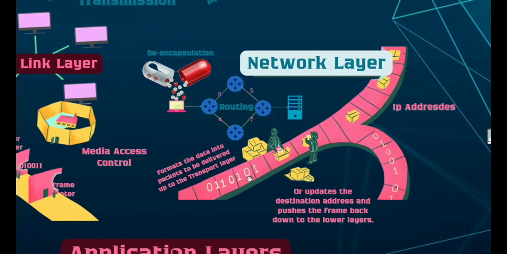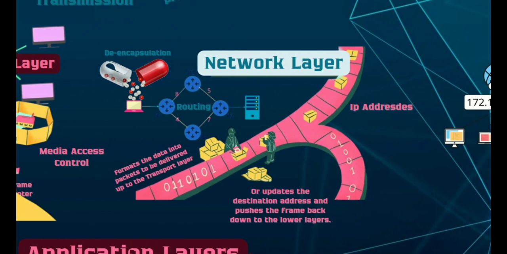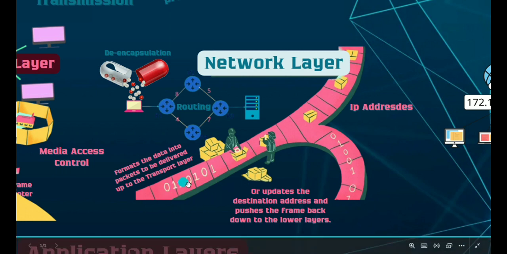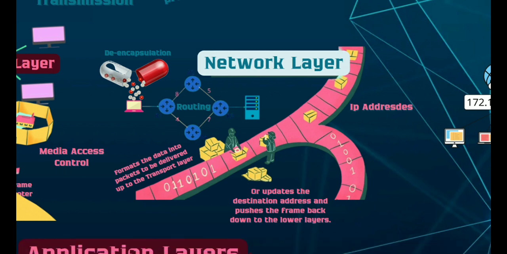The next is the network layer. The network layer adds the concept of routing above the data link layer. When data arrives at the network layer, the source and destination addresses contained inside each frame are examined to determine if the data has reached its final destination.